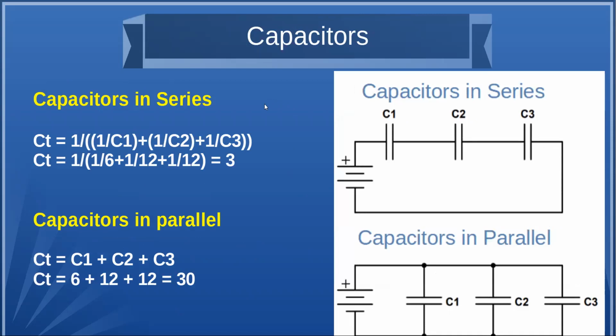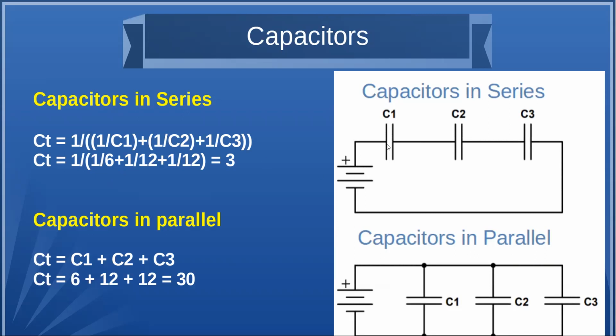Okay, capacitors in series. Now they behave like resistors in parallel. It's the old reciprocal of reciprocals. So you just go through the same exercise, and once again, the resultant value is going to be less than whatever the smallest one was.